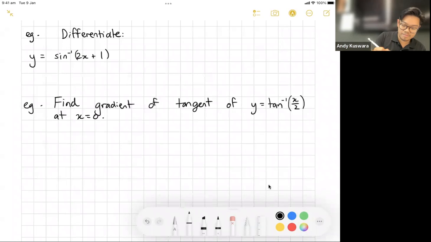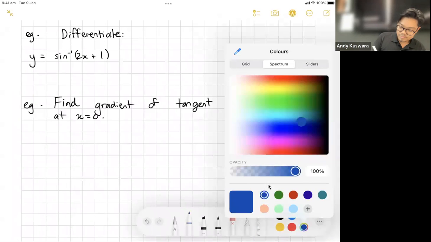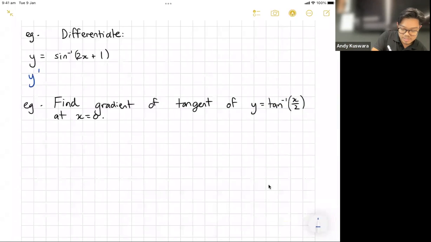Let's do y equals sine inverse of 2x plus 1. For the y dash, let's talk about this one. That becomes my f(x), so the function inside becomes 2x plus 1, and f dash x just becomes 2. So that means it's going to be 2 on top.